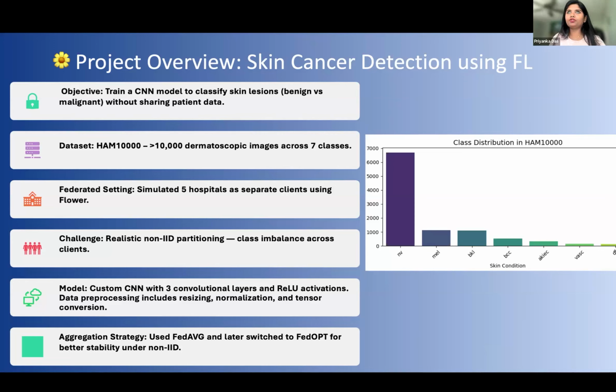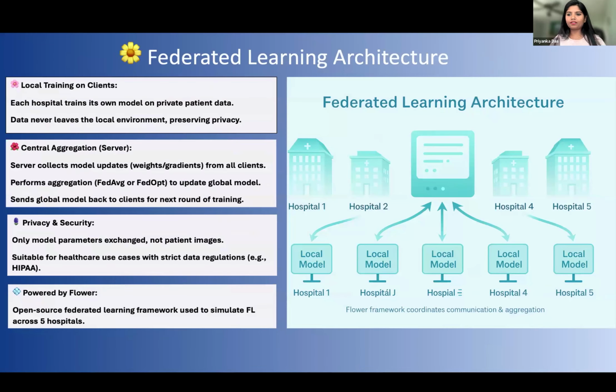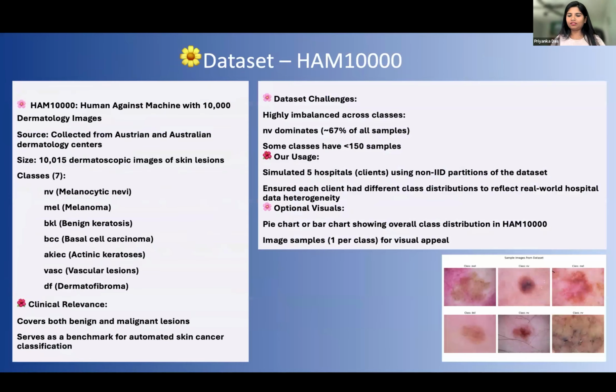I had actually created two programs, one for FedAvg, and then I saw that there was heavy overfitting and class imbalance. That is why I opted for FedOpt, and I also implemented oversampling there. So this is the architecture of the federated learning. You must already be aware of the architecture. Now moving to the next slide.